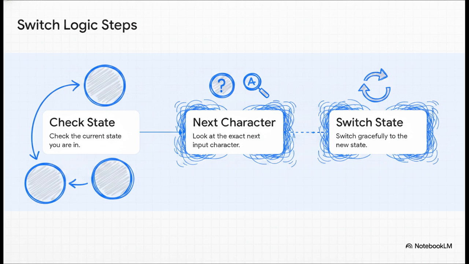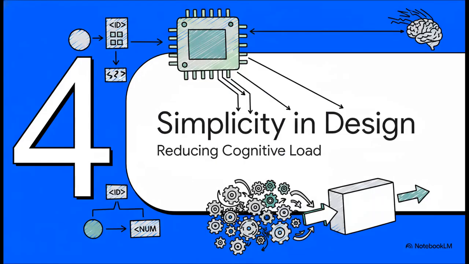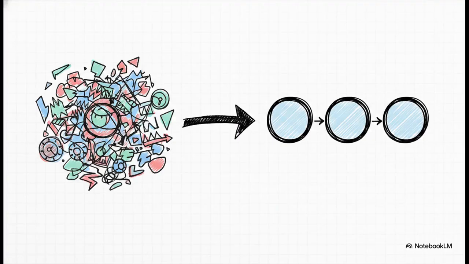That is literally it. No Boolean done flags, no deeply tangled while loops. These 3 steps mirror the finite automaton diagram perfectly. You are quite literally just coding the arrows between the circles. Section 4. Simplicity in compiler design, reducing cognitive load. This brings us to a fundamental philosophy that goes way beyond just writing scanners.